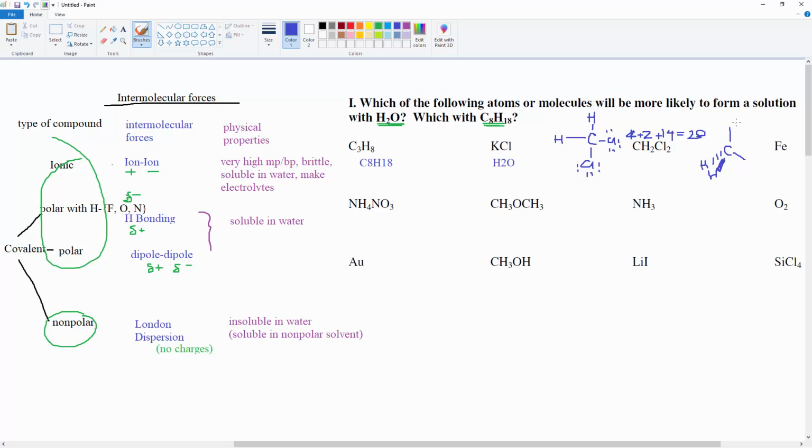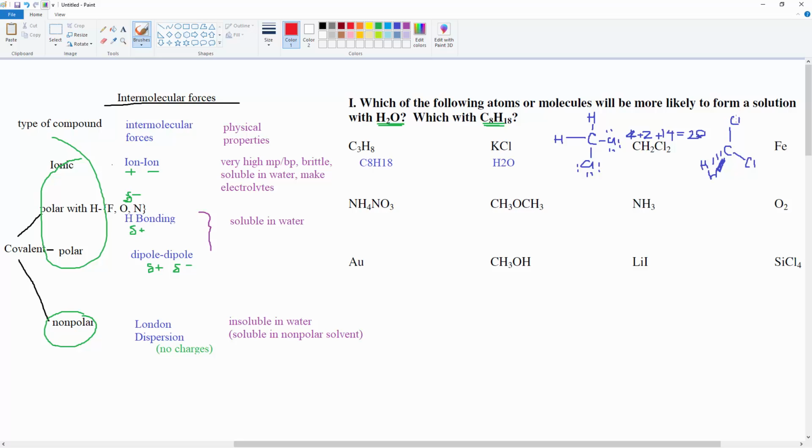2 hydrogens, 2 chlorines. Okay, so are the carbon-hydrogen bonds polar? The carbon-hydrogen bonds are not polar, right? Carbon's 2.0, no, 2.5. Carbon's 2.5, hydrogen is 2.1, a difference of 0.4. You didn't have to memorize it, but you kind of memorized that that's not polar.